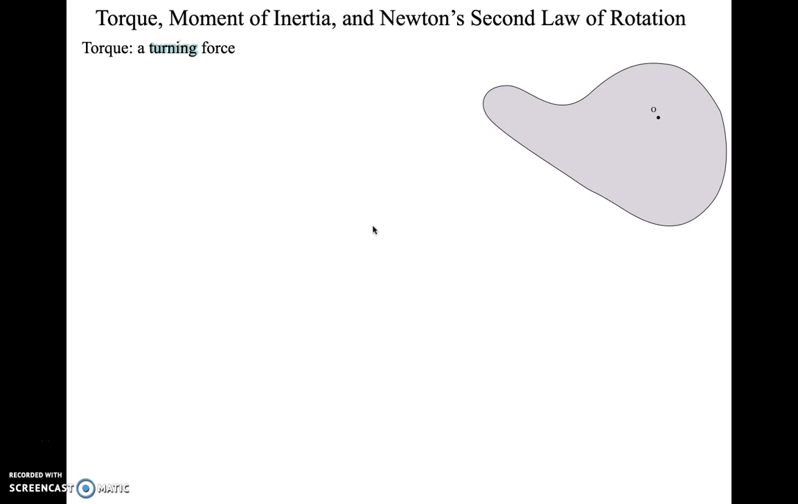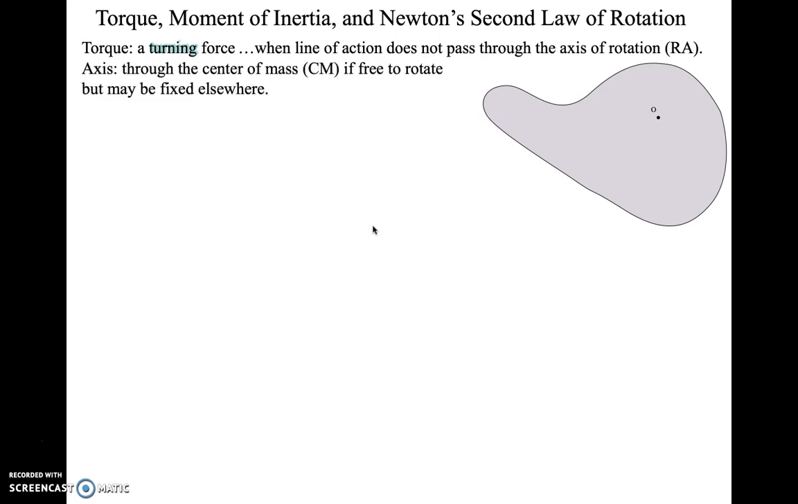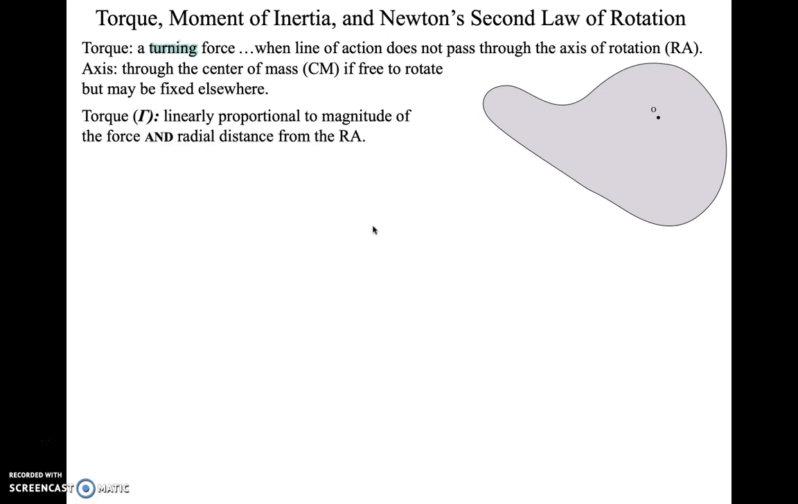But to go back over it again, turning force happens when there's a line of action for some force that doesn't pass through the axis of rotation. Now, the axis of rotation could be fixed, but if it's free to rotate, then inevitably it'll be through the center of mass. You might want to think why that has to be. We'll get to that. But a torque is proportional to the magnitude of the force and to the radial distance from the rotational axis, so it's got two variables in defining it instead of just force.